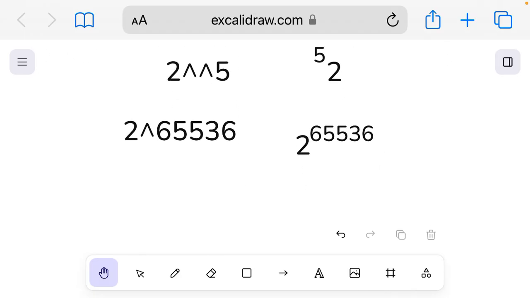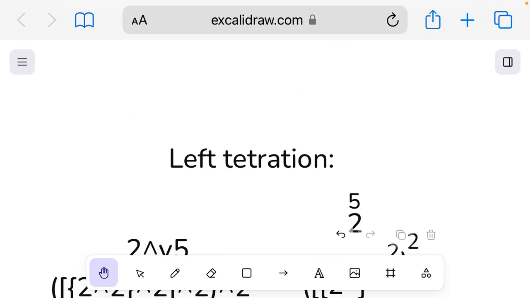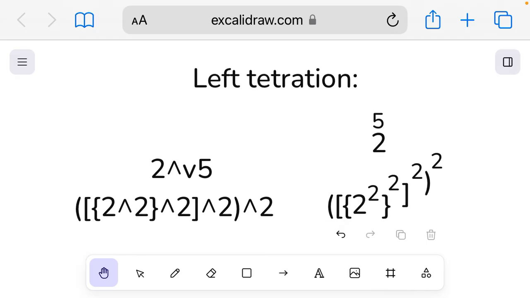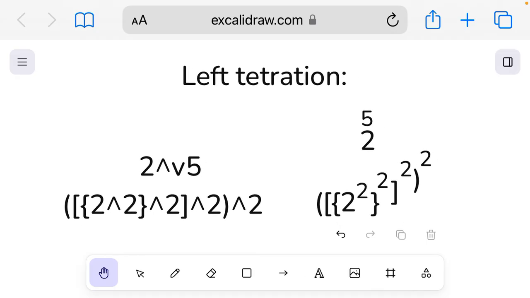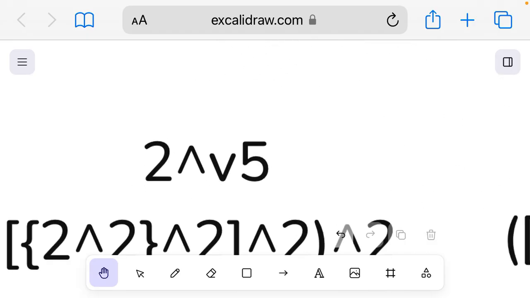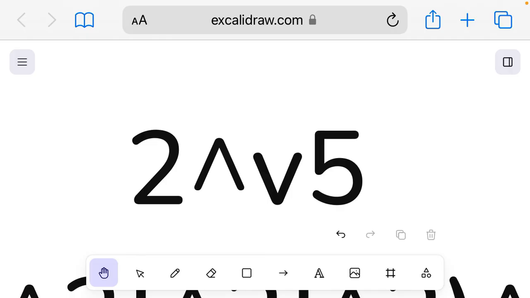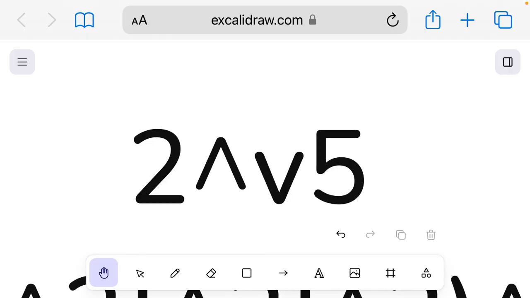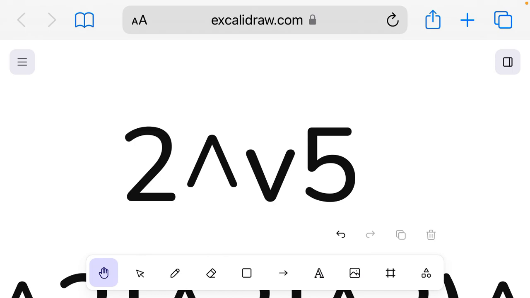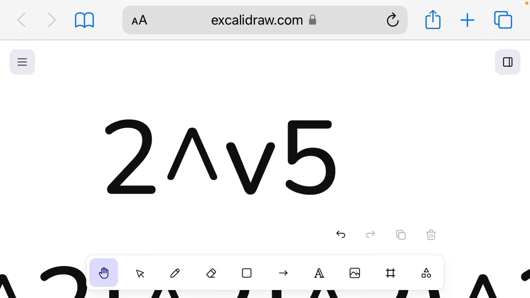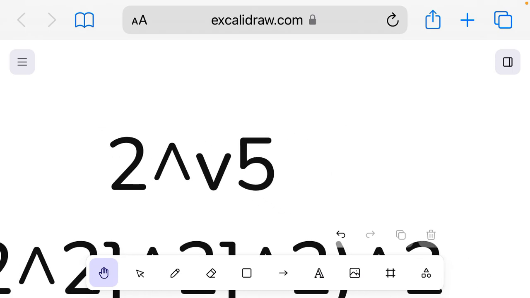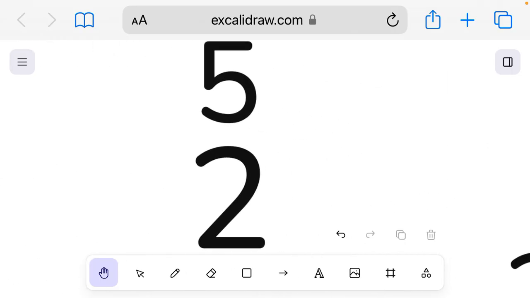Now let's move on to the moment you're waiting for. Left tetration. Okay, so basically, left tetration is just another way that you can do tetration, but it's on the left side. And there are 2 ways you can write it. You can write like this: 2 left tetrated to 5, which is 2 with a caret with a V, and left tetrated to 5. Or you can write like this.